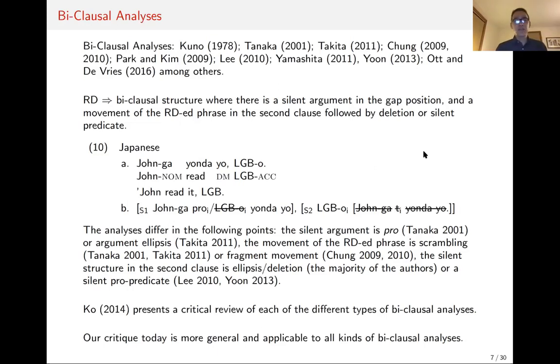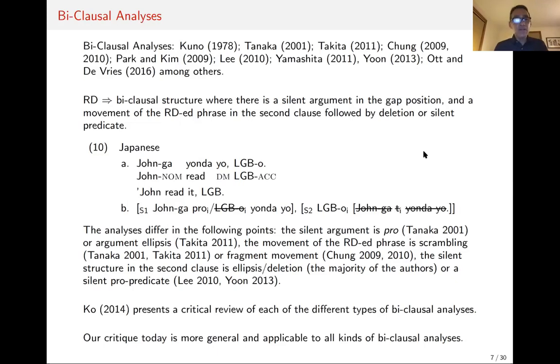So the general idea is this: right dislocation involves two sentences. In the first sentence, in the gap case, you have something like a silent pronoun or argument ellipsis, or whatever ellipsis is relevant. And in the second sentence, the right dislocated element is the leftover of ellipsis or silent structure. So this is the general scheme of things. Analyses differ on the following points: whether the silent element is small pro or argument ellipsis; whether the movement of the right dislocated element is scrambling or fragment movement; or whether the silent structure in the second clause is ellipsis deletion or a silent pro predicate. People have different opinions on those issues, but the general scheme is this. You have two sentences, with some sort of silent structure involved.